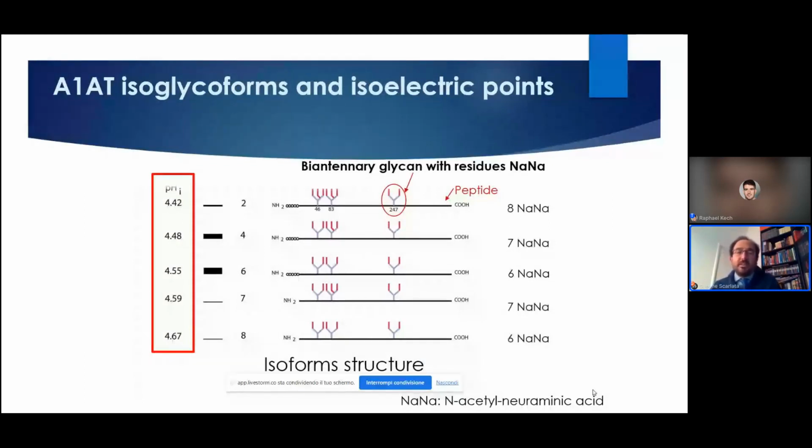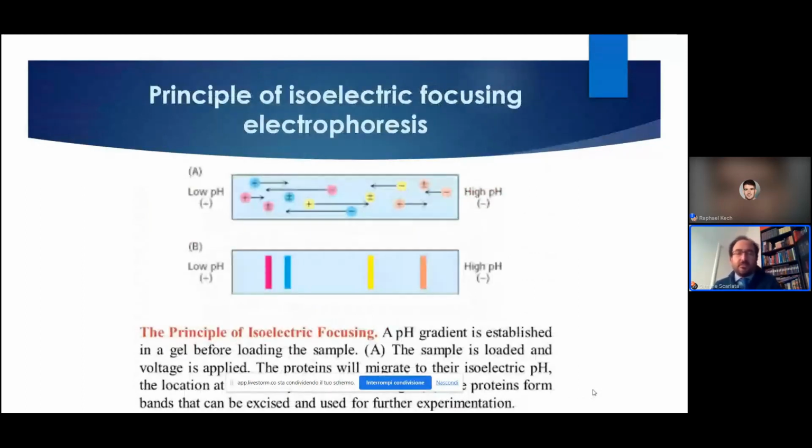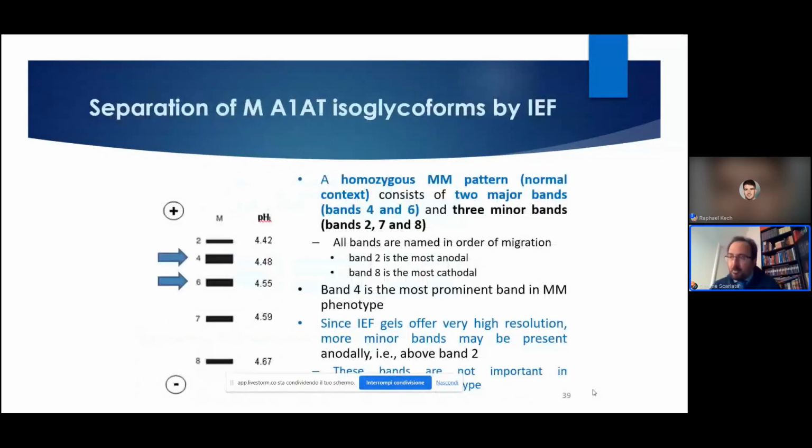The isoelectric point is the basis of the principle for isoelectric focusing electrophoresis, since this approach implies that a pH gradient is established in a gel before loading the sample. After the sample is loaded, the voltage is applied, and this causes the migration of each isoform to its isoelectric pH. And this is very important for detecting differences in polymorphism and even in mutation.